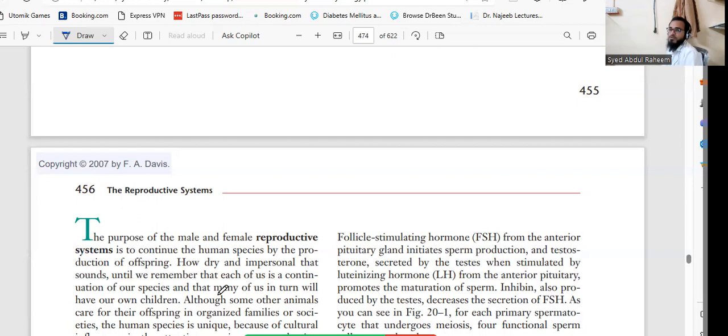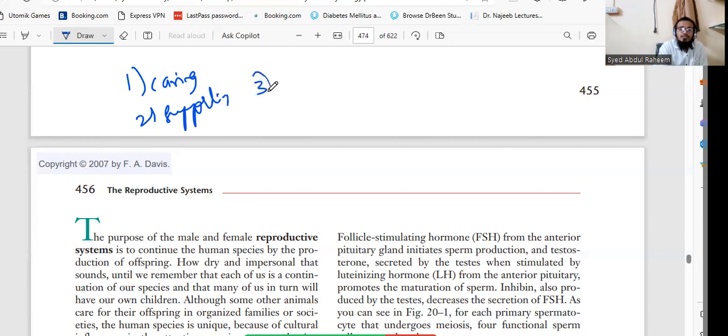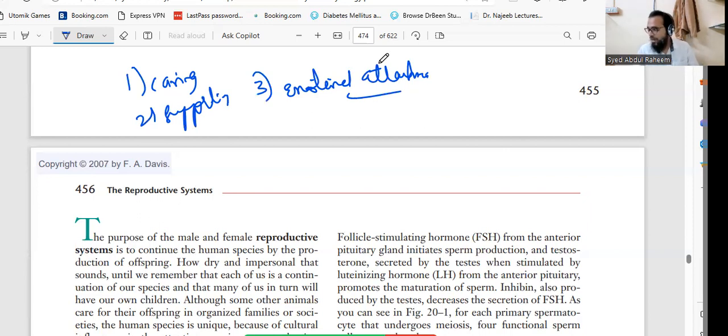See, this is only possible when he belongs to you. So this is only possible. Three things: caring, supporting, and third is emotional attachment. Okay, so emotionally he will attach to you. This will help you live the other part of life, that is old age.